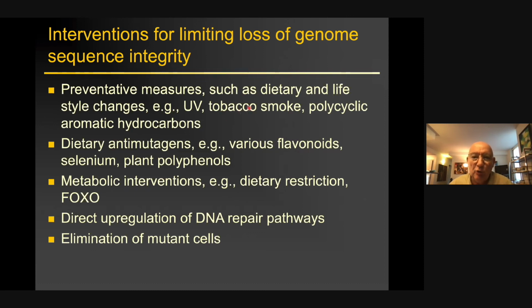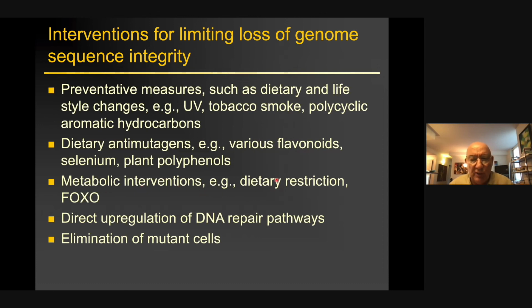I mean, don't smoke. That's always smart. Don't lay in the sun. You get mutations, lots of them, and you actually get cancer. Now, there are also dietary anti-mutagens. I'm far from an expert there, but there's a lot of literature evidence for such compounds. So you can do something in a dietary sense. There are also metabolic interventions that you can take.